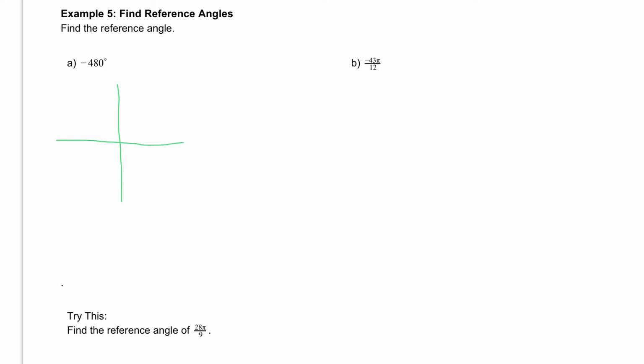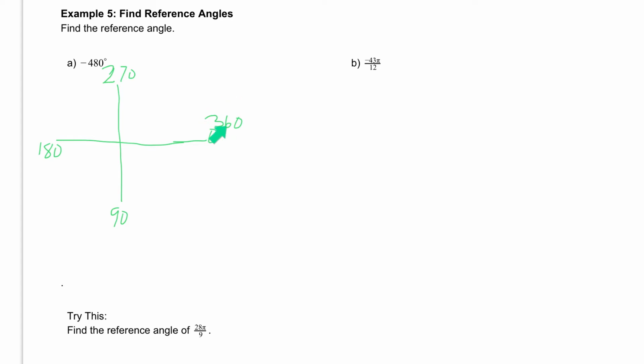So if we start here, and if we label as we go, remember negative angles are going to go the opposite direction. So here would be 0 degrees, then we have negative 90 degrees, negative 180 degrees, negative 270 would be up here on the top, and then all the way around would give us 360 degrees, but we haven't gotten to 480 yet. So what we need to do is keep marking as we go along until we find the quadrant that 480 would lie in.